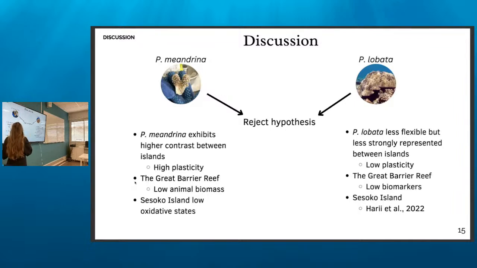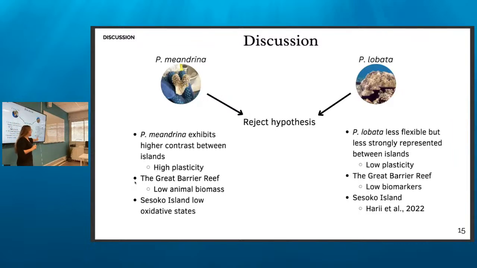Regarding Sissoko Island, the low oxidative states were also observed in Porites lobata, which is very interesting as we have two resulting responses from two varying species. Porites lobata is less flexible and less strongly represented between the islands. What this means is that Porites lobata exhibits lower phenotypic plasticity and is essentially a robust phenotype, meaning that less variation was observed between the biomarkers. This was also what was seen in the resulting 11 islands.